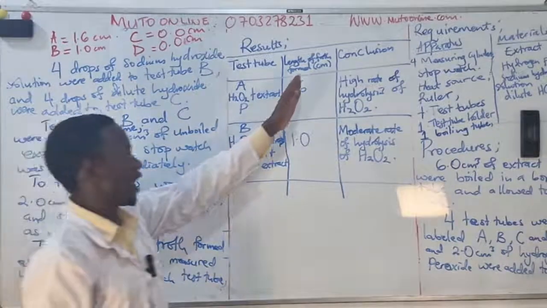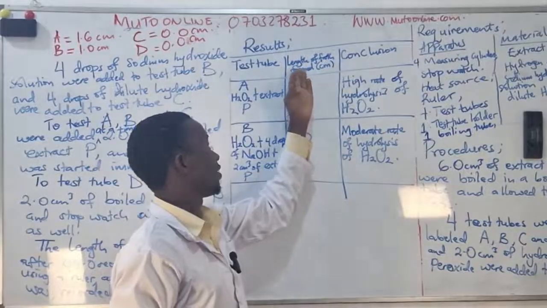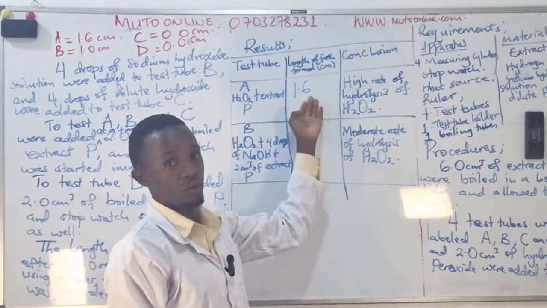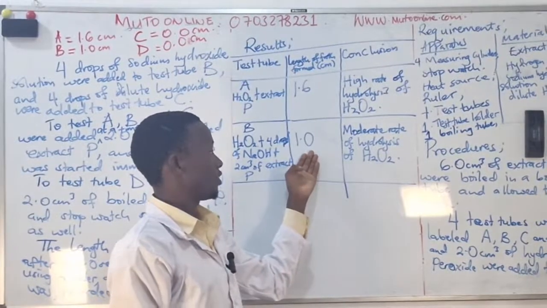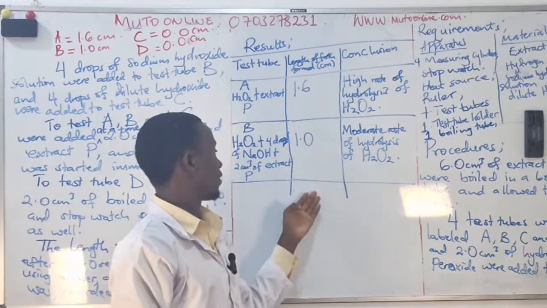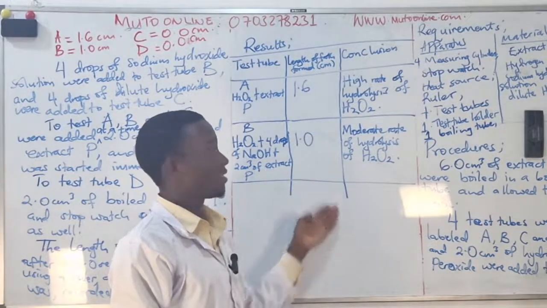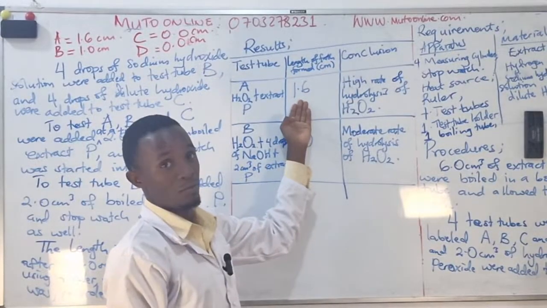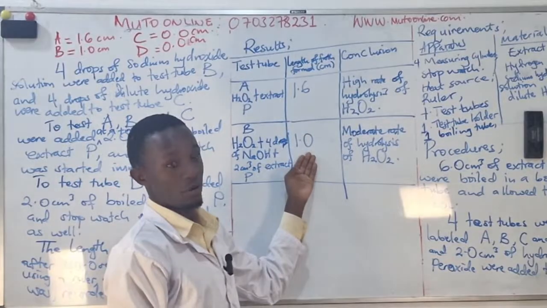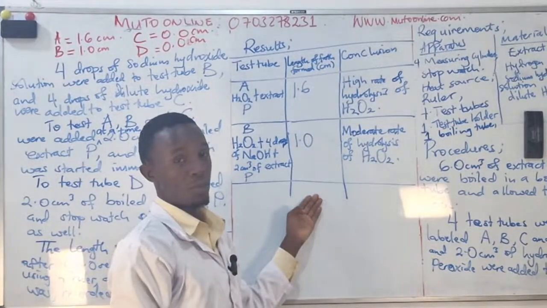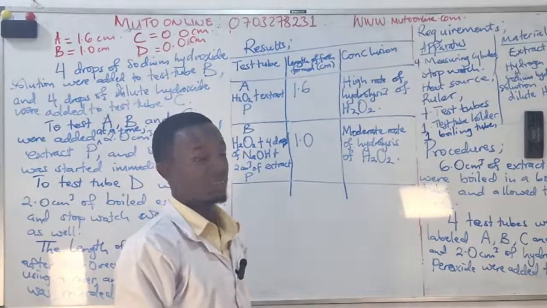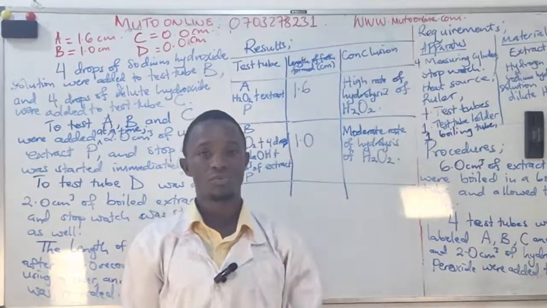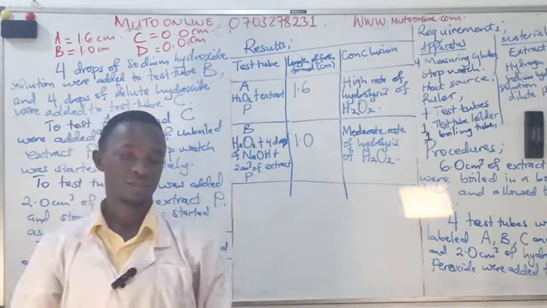Your observation is about rate of formation of bubbles. If you decided to give rate of the formation of bubbles, it could be very fast rate of formation of bubbles, moderate rate of formation of bubbles, no bubbles formed. Or if it was number of bubbles formed, you could say many bubbles formed, moderate number of bubbles formed, very few bubbles, no bubbles formed. I think we are following. So the deduction is about rate of hydrolysis of the substrate, rate of breakdown of the substrate.